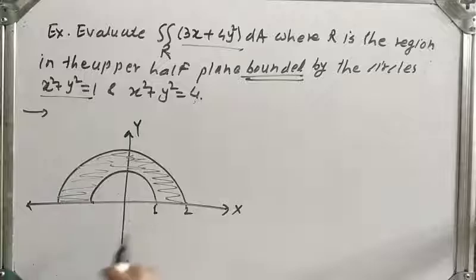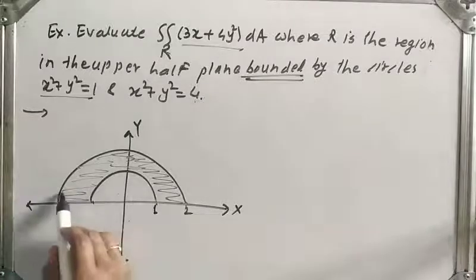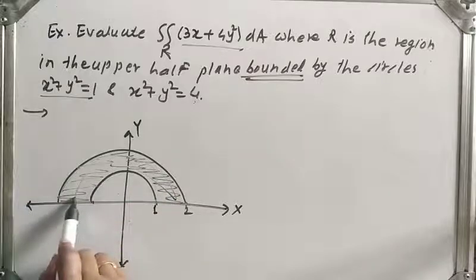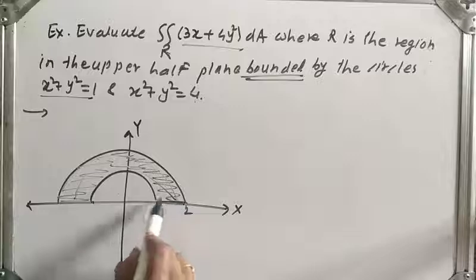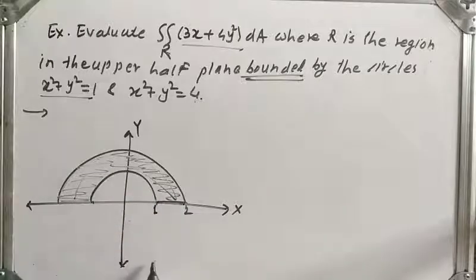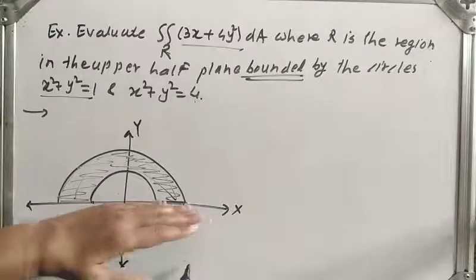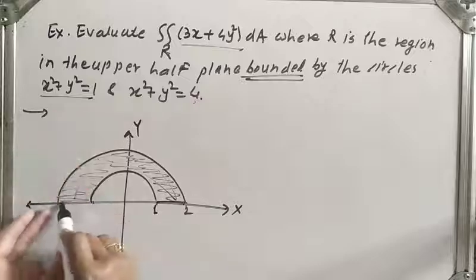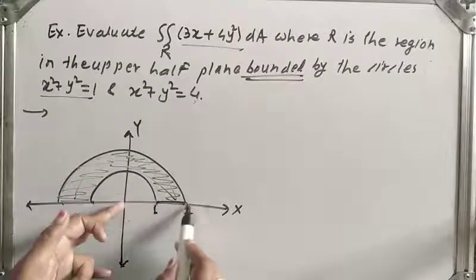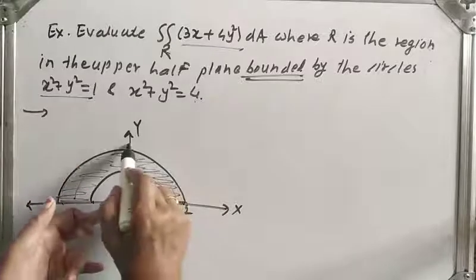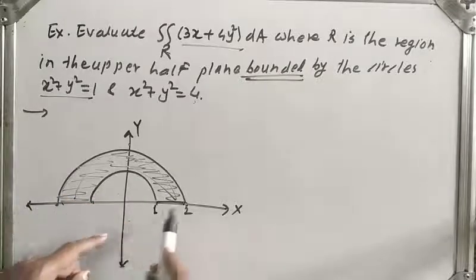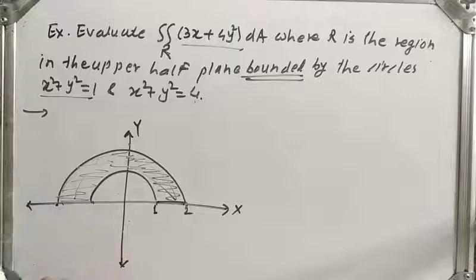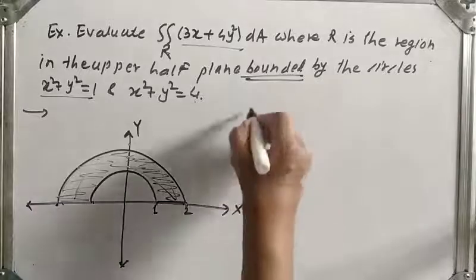Now look here, what is r? The radius varies from 1 to 2, over this given area. And what about theta? Theta varies from 0 angle, to pi by 2 angle, and then to angle pi. So theta will vary from 0 to pi. Let us solve it.